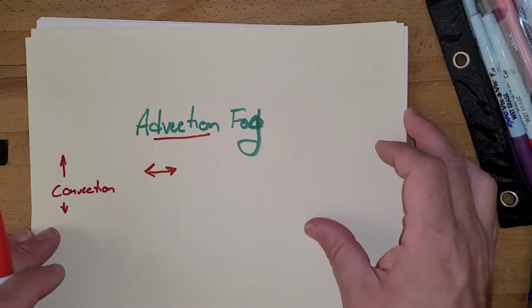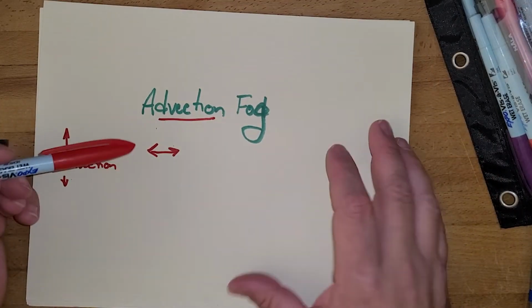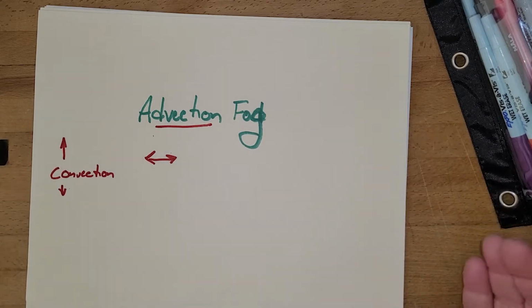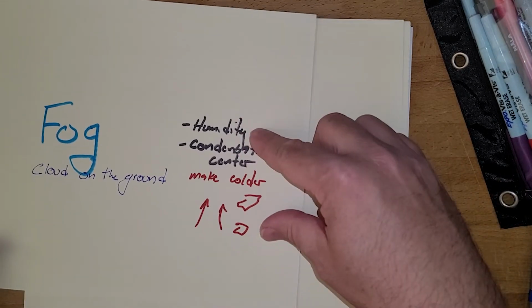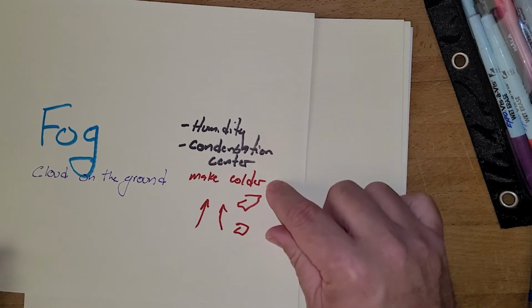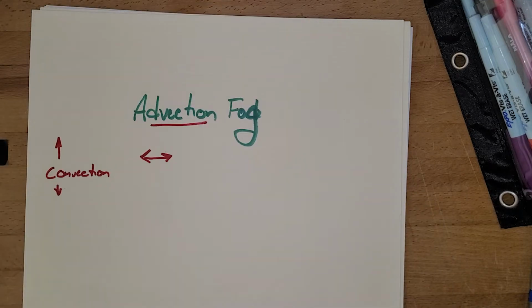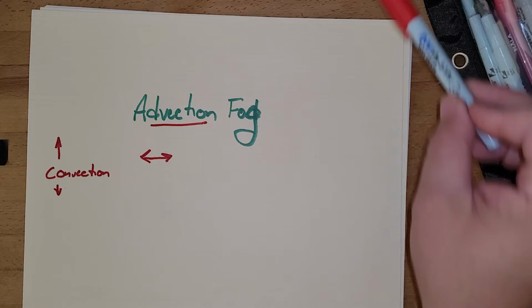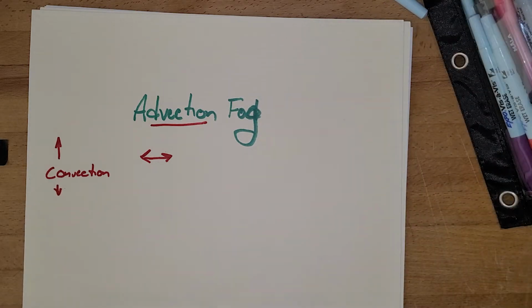Okay, so what do we need to do? Well, we need to create an environment where we meet the recipe, where we get our humidity, where we get our condensation nuclei, and then we need to move it to someplace colder. Now, the one place that we see this here in California a lot is going to be along our coasts.